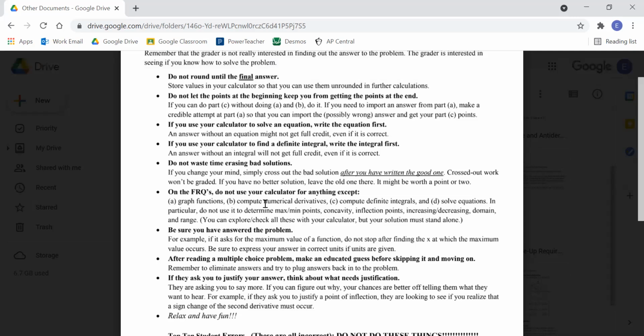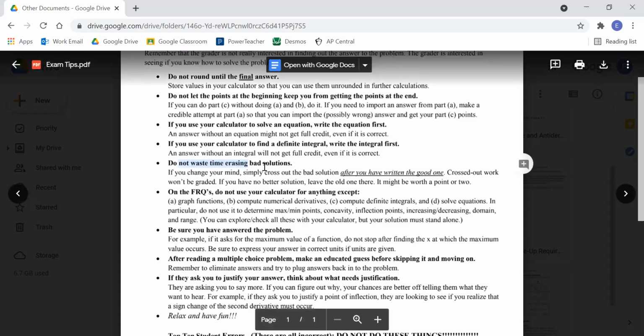You can use your calculator to check and see if you were right. That's great, do that. But don't just put what the value is without any calculus to back it up. Same with if it asks about concavity or points of inflection or when it increases or decreases or domain or range or any of those things. You have to show the calculus work behind it. And then you can check your work using the calculator if need be.